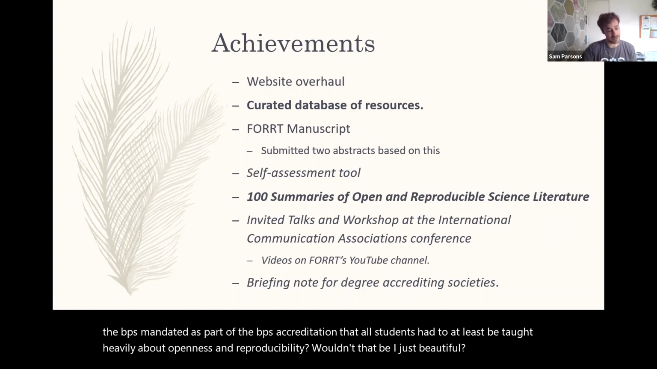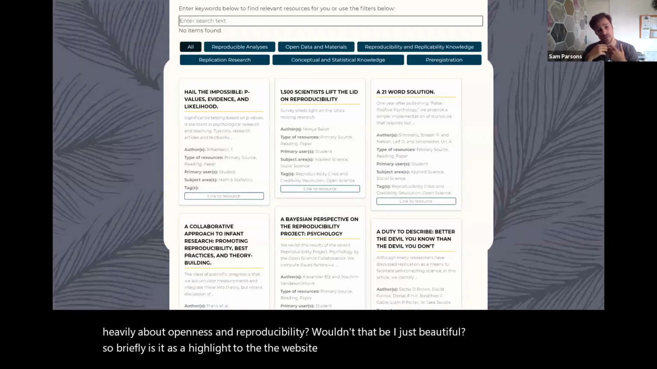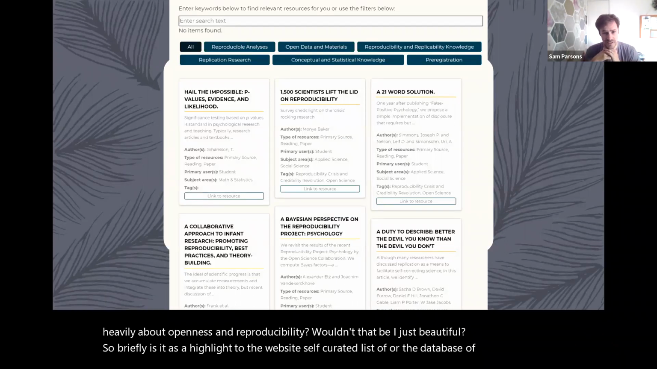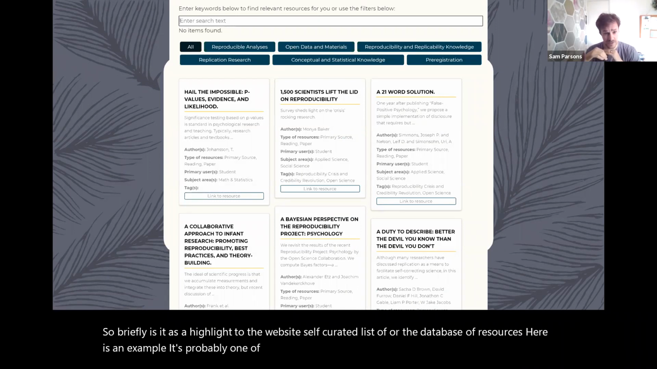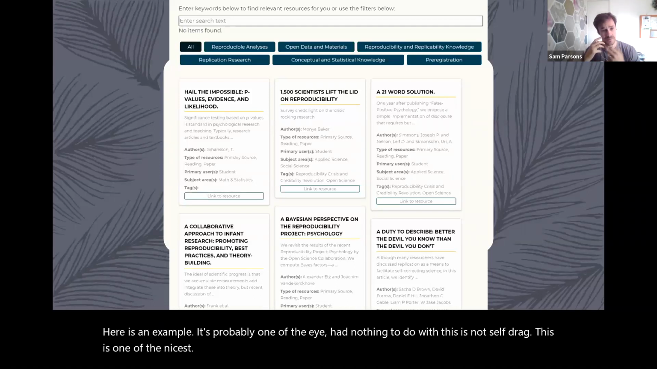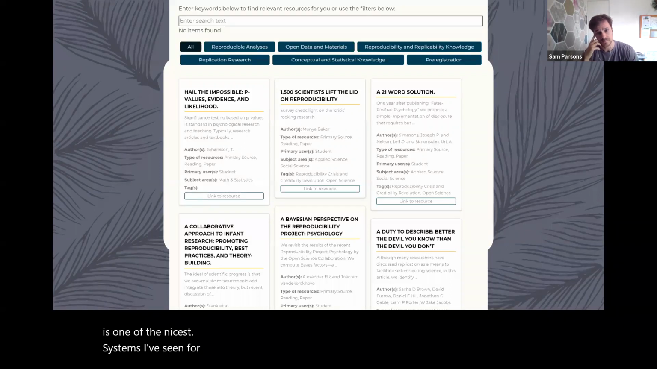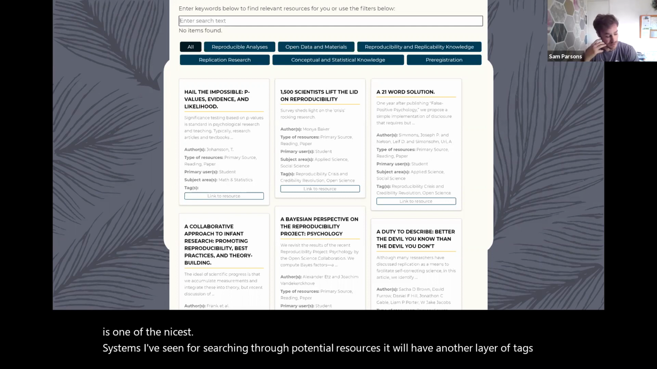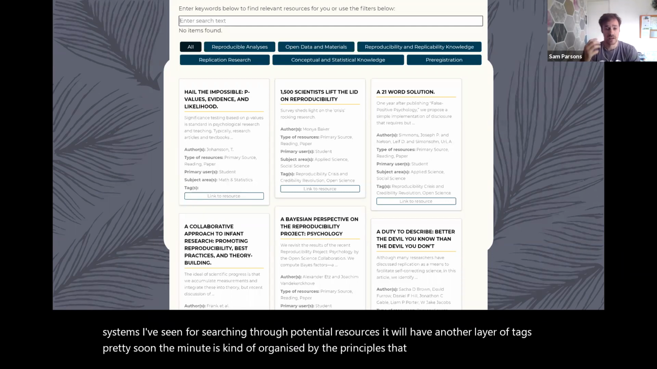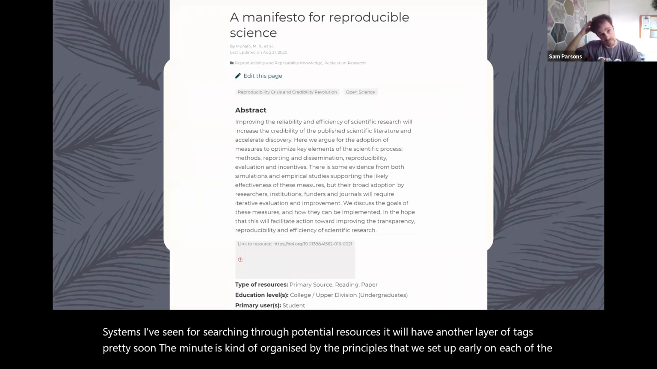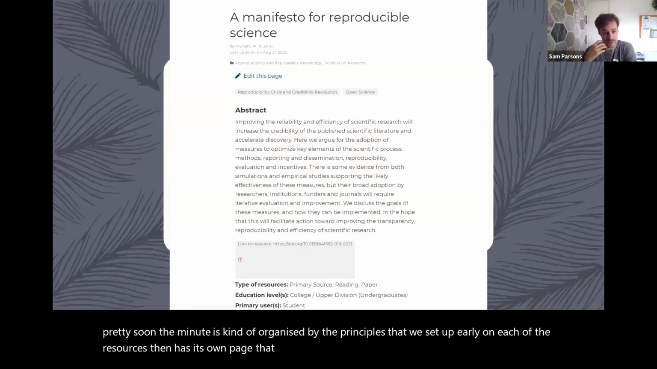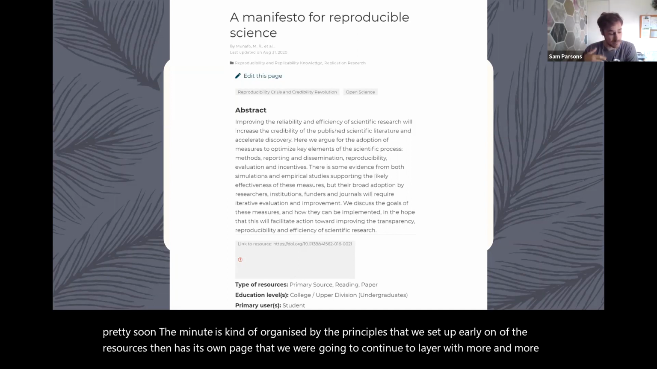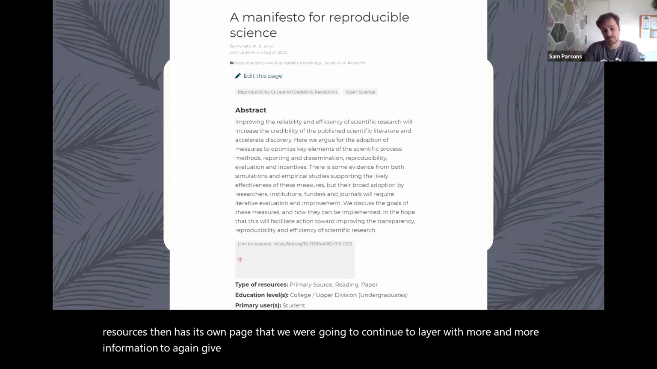So briefly, as a highlight to the website itself, our curated list, or the database, of resources. Here is an example. I had nothing to do with this. This is not a self-brag. This is one of the nicest systems I've seen for searching through potential resources. It will have another layer of tags pretty soon. At the minute it's organized by the principles that we set up early on. Each of the resources then has its own page that we're going to continue to layer with more and more information to, again, give more support to the teachers themselves.